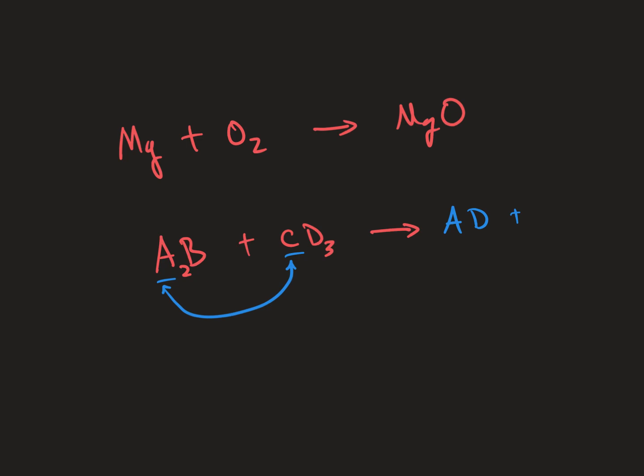C2B3, for example. Good? So A hooks up with D, and C hooks up with B. That's a double replacement reaction. Two things are being replaced. Good?